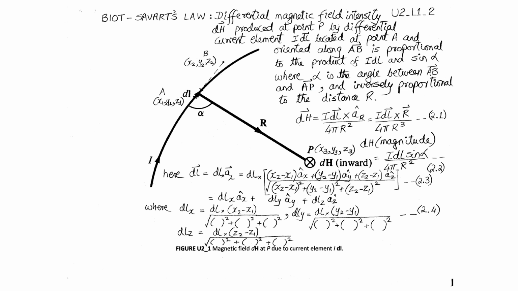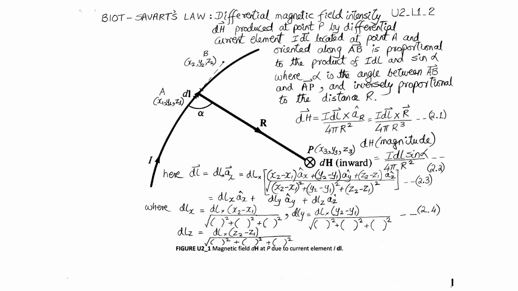We now take up Biot-Savart's law. This law states that the differential magnetic field intensity dH produced at the field point P by a differential current element IDL located at the source point A and oriented along the direction AB is proportional to the product of IDL and sine alpha, where alpha is the angle between AB and AP, and inversely proportional to the distance r between the source point A and the field point P.